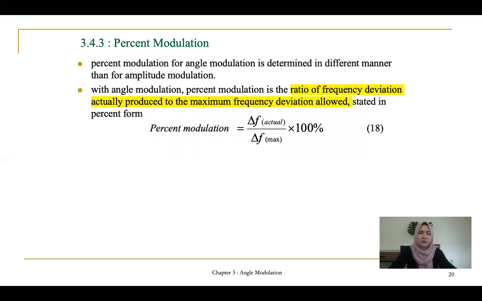Okay, and then this is the last slide. Stated here, with angle modulation, percent modulation is the ratio of the frequency deviation actually produced to the maximum frequency deviation allowed. So percent modulation equals delta F actual divided by delta F maximum, multiplied by 100%. Okay, so this is the formula for percent modulation.